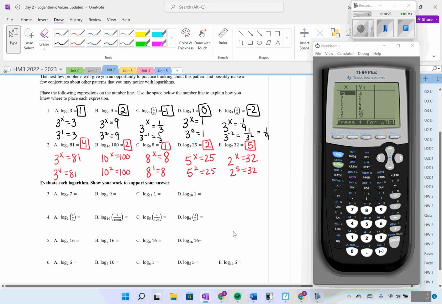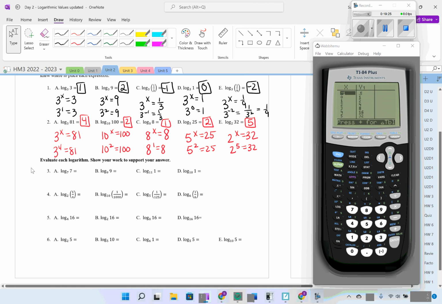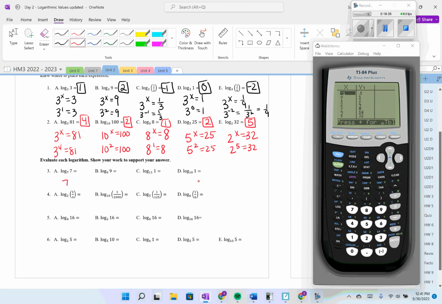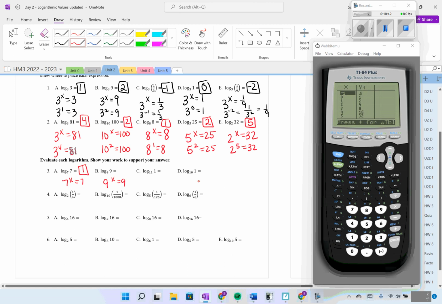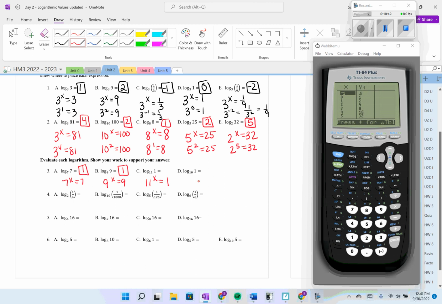So let's go ahead and evaluate these. Why don't you pause the video, see if you can do number 3 on your own. When you're done, you can unpause and check your work. So for question 3, 7 to what power equals 7? So this would be 1. 9 to what power equals 9? Again, that's 1. 11 to what power equals 1? The only time you can get 1 for an answer is when it's to the power of 0. And 10 to what power equals 1? So again, this would be 0.